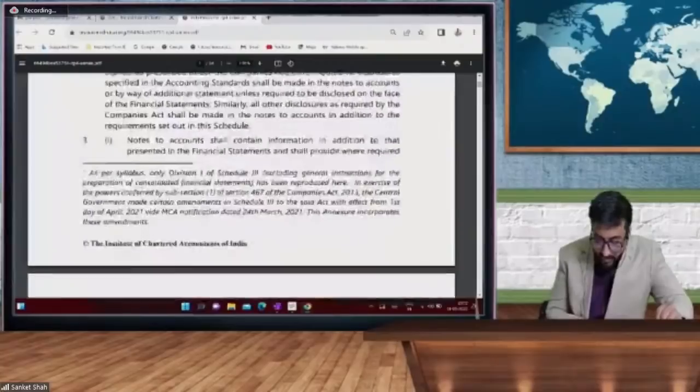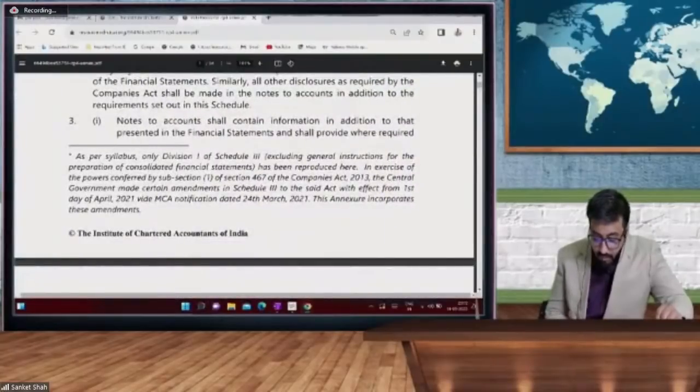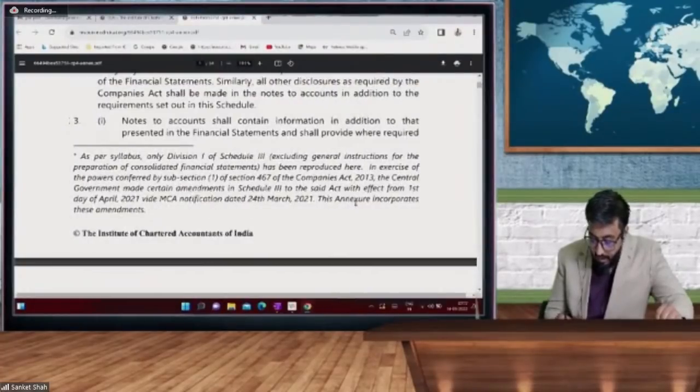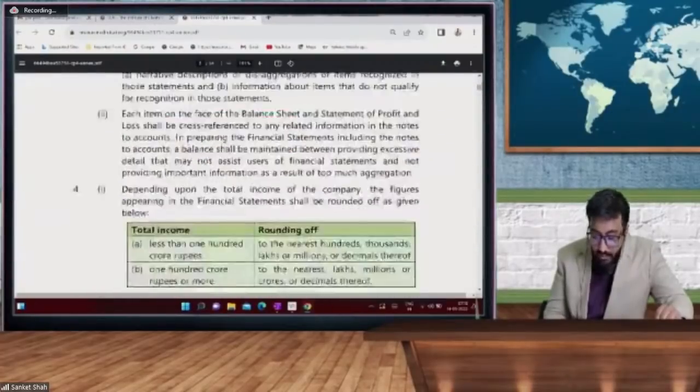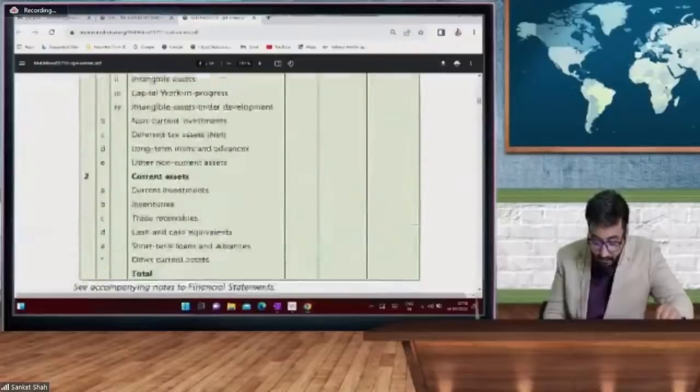So as per the syllabus, Division 1 for the preparation of financial statements has been reproduced here, in exercise of the power under section 136. So these are very technical terms. With effect from 1st April 2021, vide MCA notification dated 24th March 2021, this annexure incorporates these amendments. Okay. So you can see here that it is given along with the amendments.